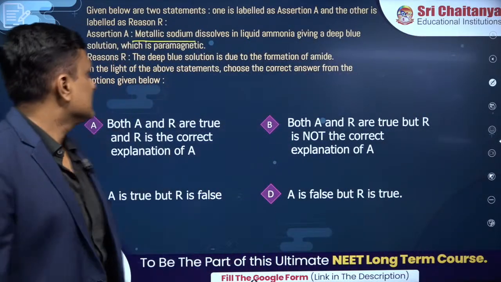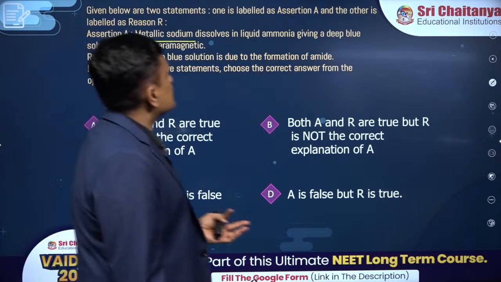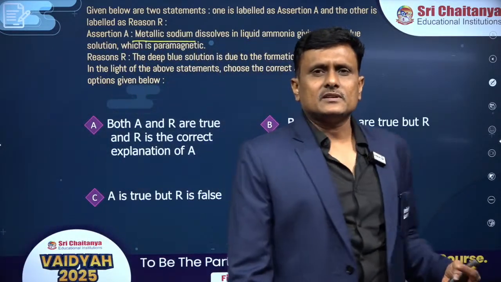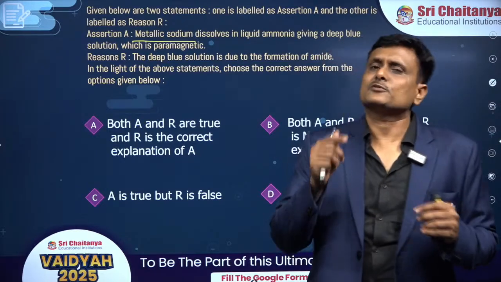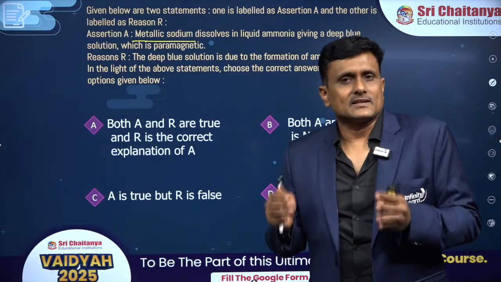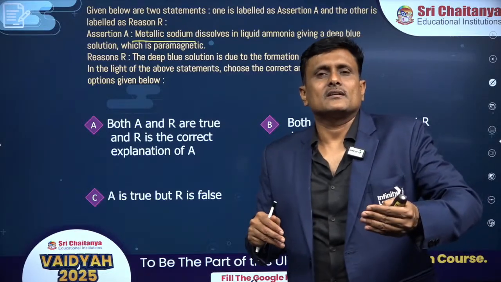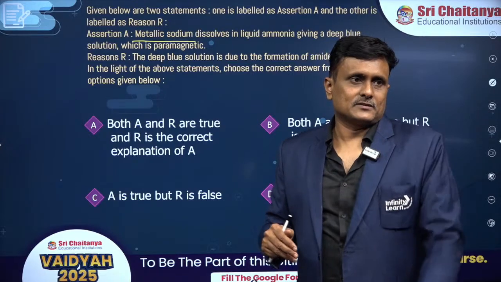Right? Listen now. Metallic sodium dissolves in ammonia, giving a deep blue color solution. We had anticipated there that the deep blue color forms because of the solvated electrons. You see, this whole process of dissolving the metal in ammonia or water can be divided into 2 phases or 2 stages. Let me explain this.